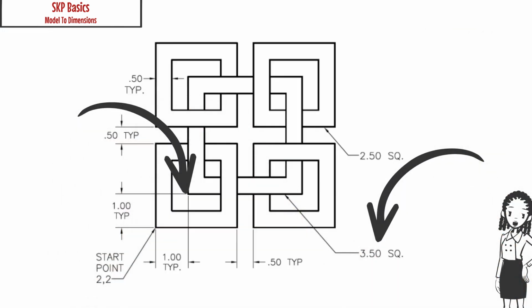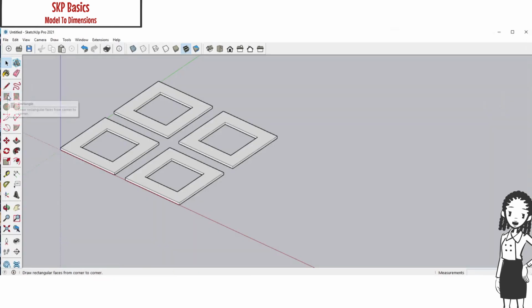Next is the large square in the middle. It is 3.5 square. And it is located 1 inch horizontal and 1 inch vertical from the lower left corner. This should feel pretty routine by now.